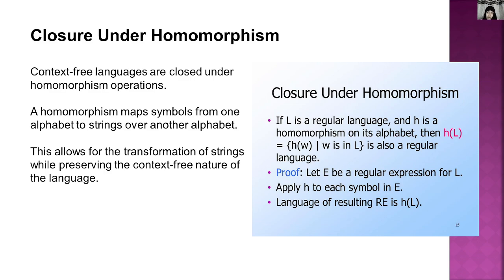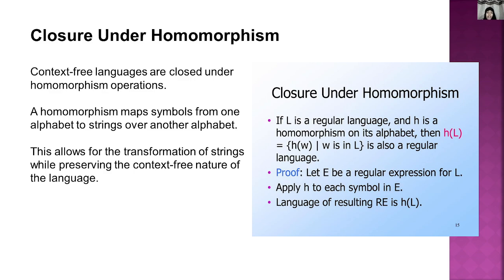Closure under homomorphism. Context-free languages are closed under homomorphism operations. A homomorphism maps symbols from one alphabet to strings over another alphabet. This allows for the transformation of strings while preserving the context-free nature of the language. Context-free languages under homomorphism.